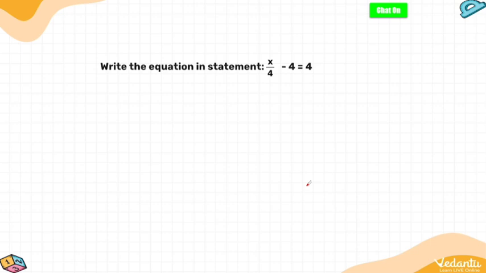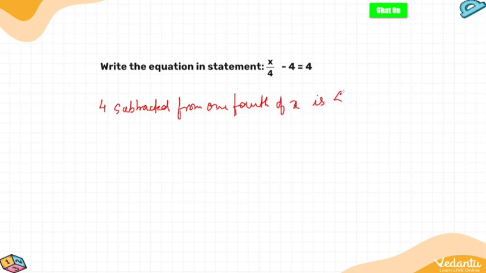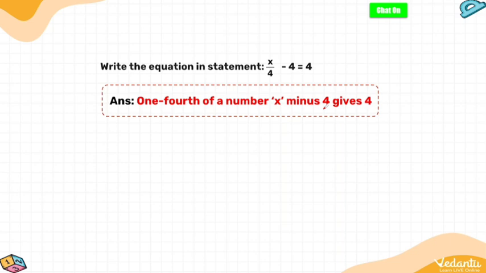All right, chalo. So can we write? Can we say it as that: 4 subtracted from 1/4 of x is 4. 4 subtracted from 1/4 of x is 4. Okay, you can write the word form like this. Let's move on. Or otherwise, we can also say 1/4 of a number x minus 4 gives 4. That is also one way we can say.